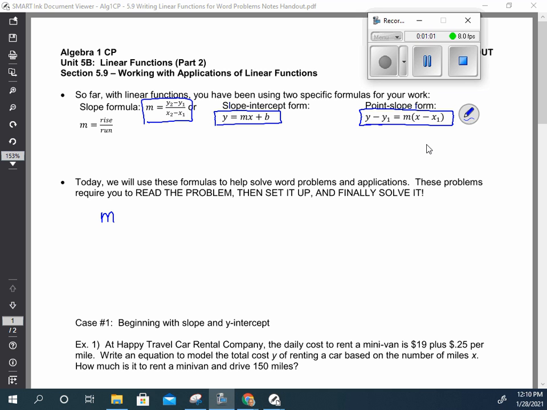So we're used to M representing, what does M represent? What does M normally represent?